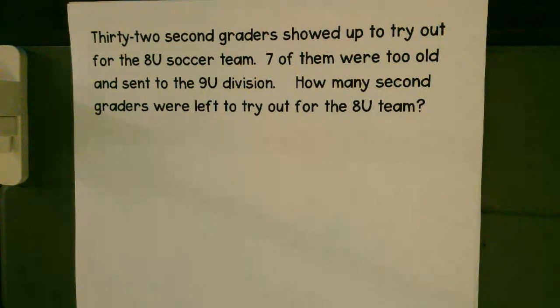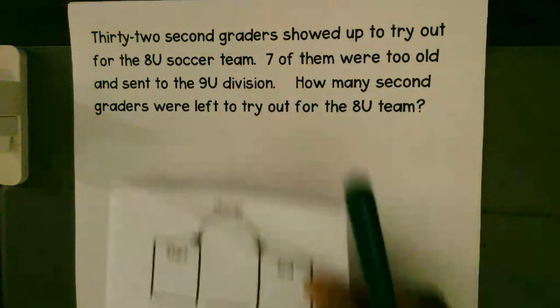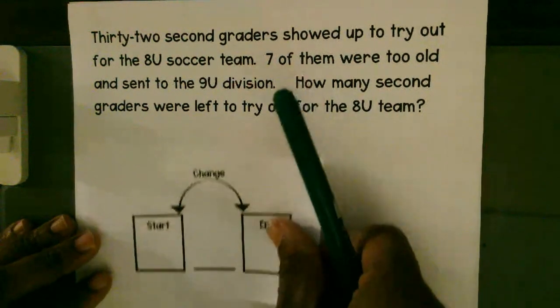All right, so there's a change in my story because 32 kids showed up, and the 7 that were too old were sent away. So I'm going to use a change diagram to solve this problem.